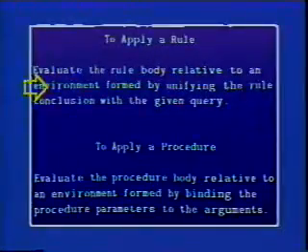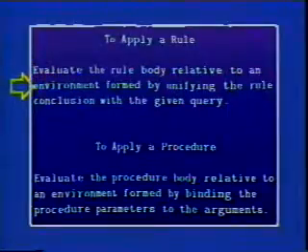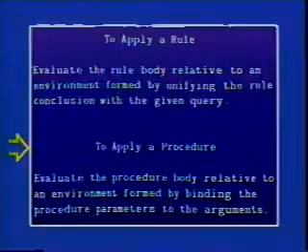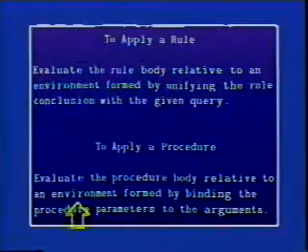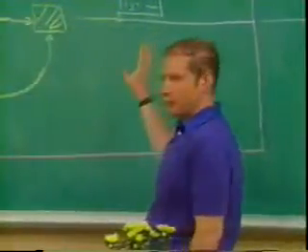What does it mean to do some processing relevant to an environment? That's what we've been calling evaluation. So we can say the way that you apply a rule is to evaluate the rule body relative to an environment that's formed by unifying the rule conclusion with the given query. And the thing I want you to notice is the complete formal similarity to the metacircular evaluator or the substitution model. To apply a procedure, we evaluate the procedure body relative to an environment that's formed by binding the procedure parameters to the arguments. There's a complete formal similarity there between rules, rule application, and procedure application, even though these things are very, very different.